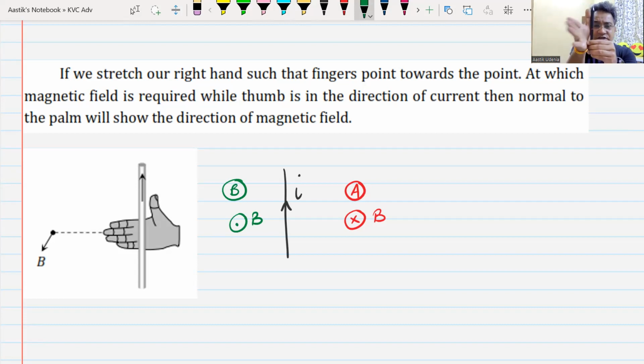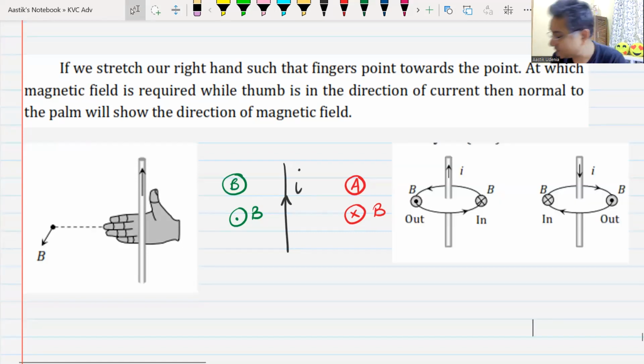At any point, you can see it is going to move in a circular path, because it has to be in a closed loop. Do we understand this? Or has this gone above our head? Understood, sir. So the magnetic field would be like this. Do we understand this? Yes, sir.